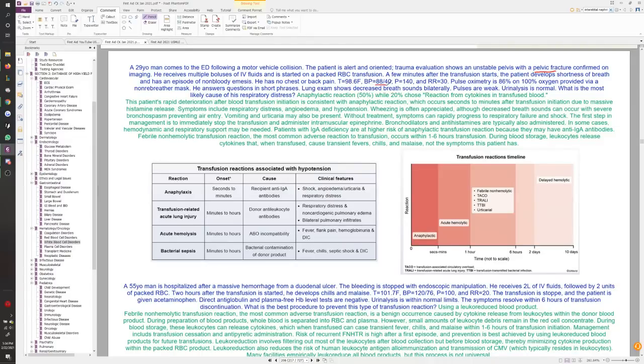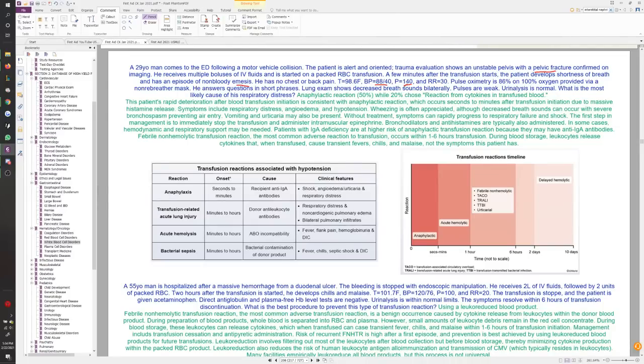Blood pressure is very low. Pulse is very high, so that's basically shock, right? Hypovolemic shock most likely because he's got this emesis, he's vomiting, right? Pulse oximetry is 86%, which is on the lower end, on a non-rebreather mask. He answers questions in short phrases because he's not feeling comfortable.